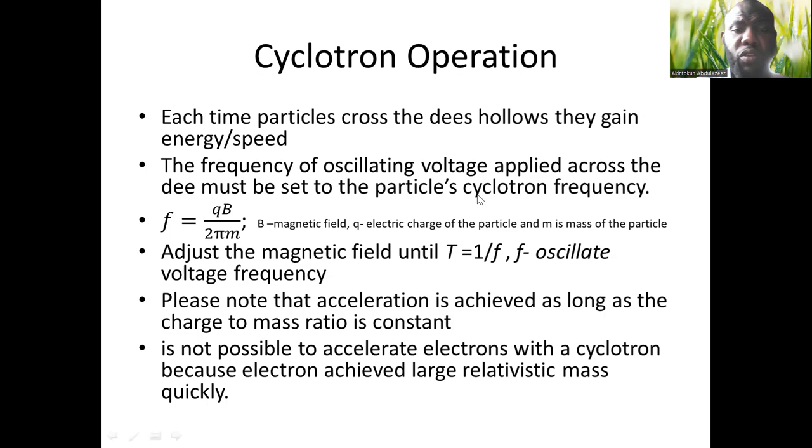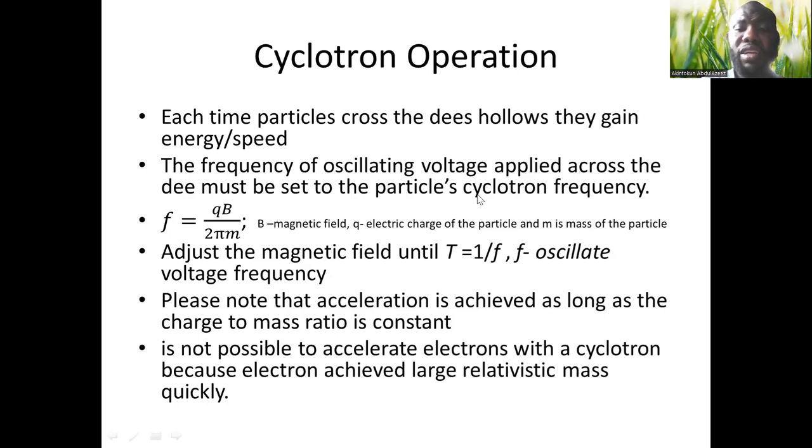Also, we should know that the acceleration is achieved as long as the charge to mass ratio is constant. For this reason, we cannot accelerate an electron with the cyclotron, because the magnetic field that is applied across the D is constant. If you want to accelerate electrons, we have to have a varying magnetic field, which is created by the synchrotron. And the applied voltage also has to be varying, just to be synchronized.